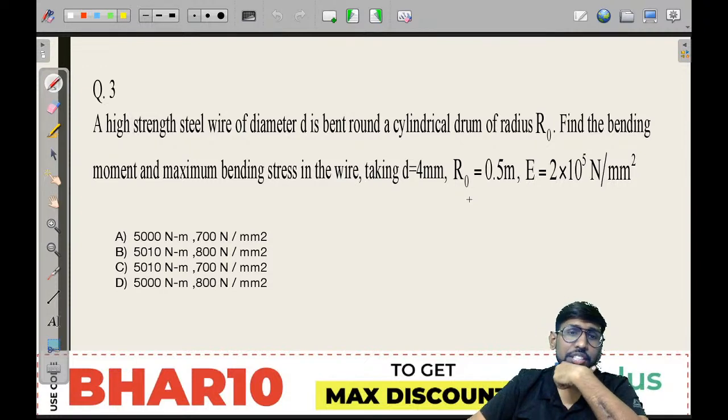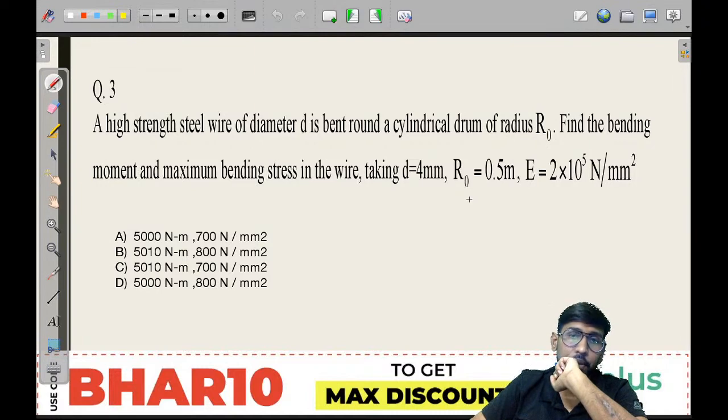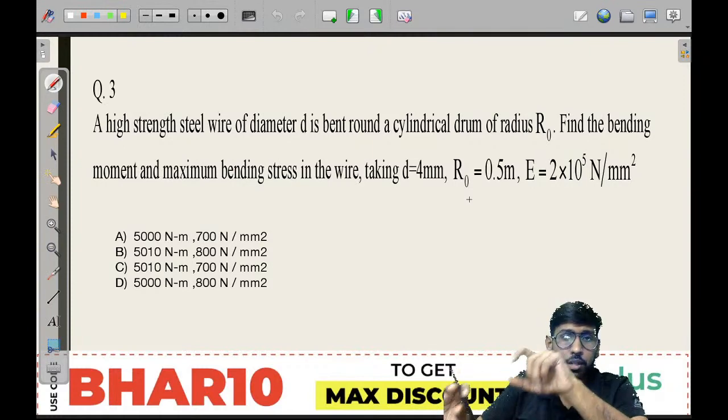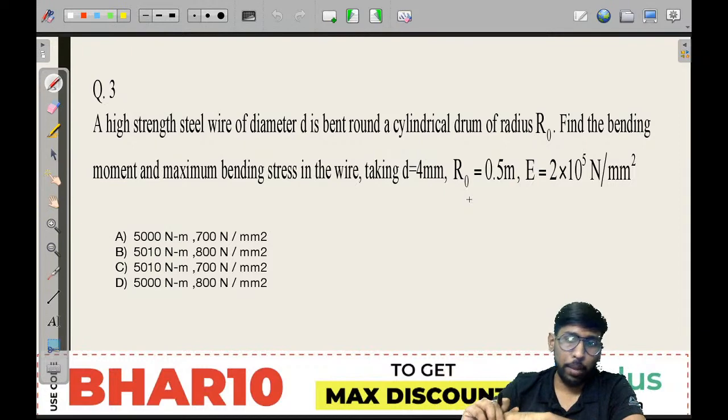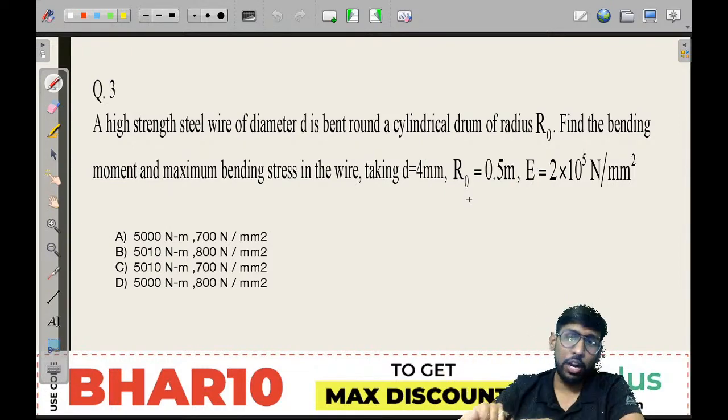A high strength steel wire of diameter D is bent around a circular drum of radius R0. Find the bending moment and the maximum bending stress in the wire. The wire diameter is 4 mm, R naught, the radius of the drum, is 0.5 m, and E is equal to 2 into 10 power 5. This is given to you in the question. Just a hint.